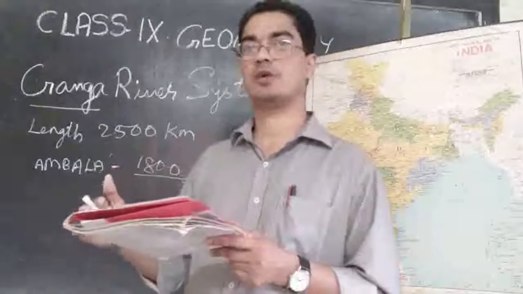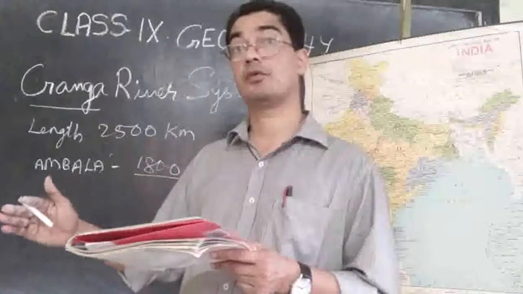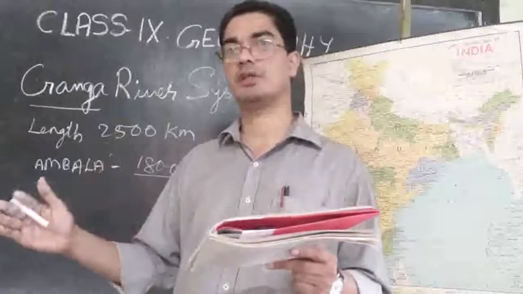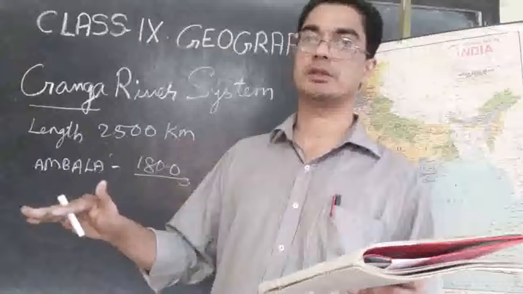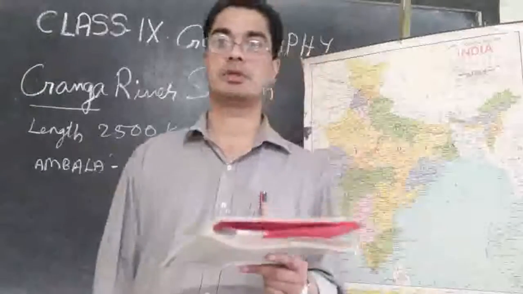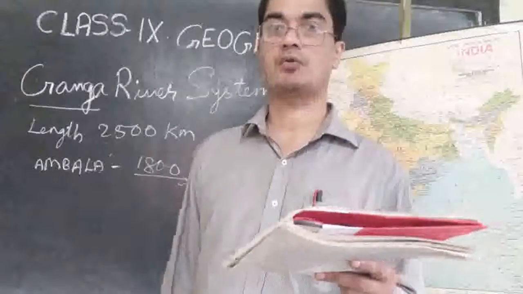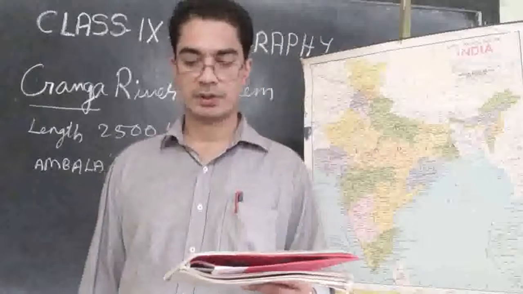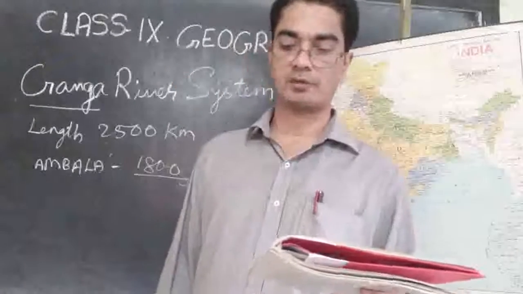Then another 6 kilometers, 1 meter down. So after every 6 kilometers we can say 1 meter the flow has become down, or the area is down by 1 meter. Then therefore the river developed large meanders.